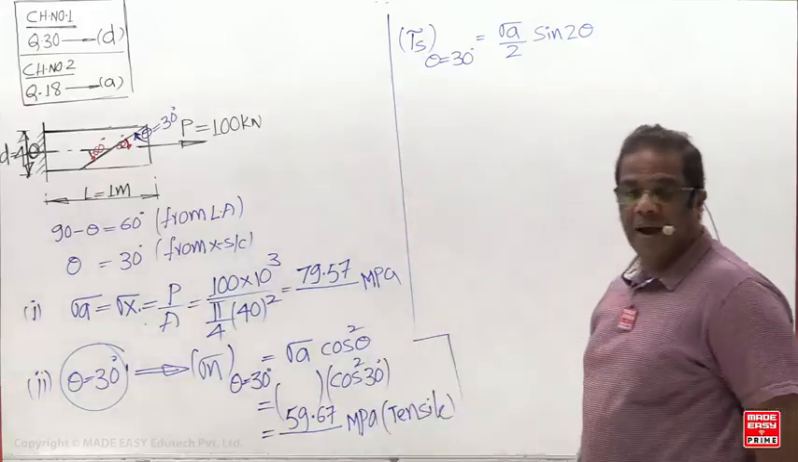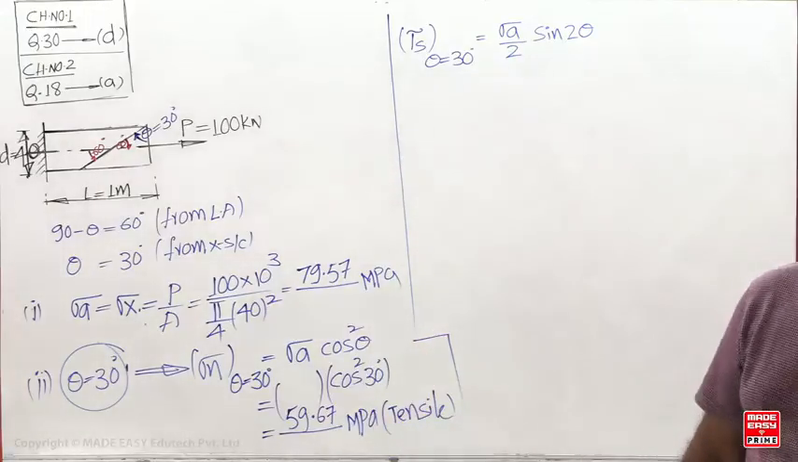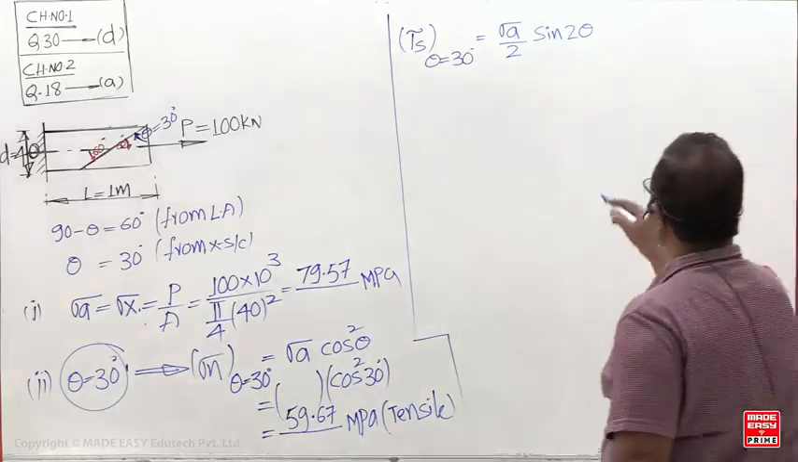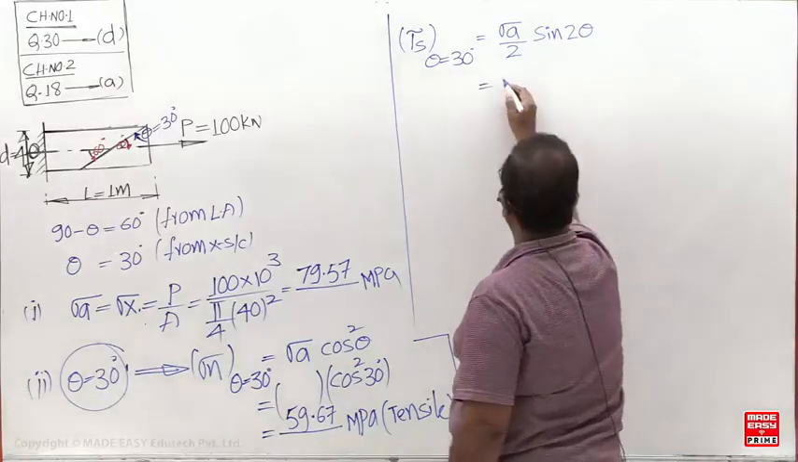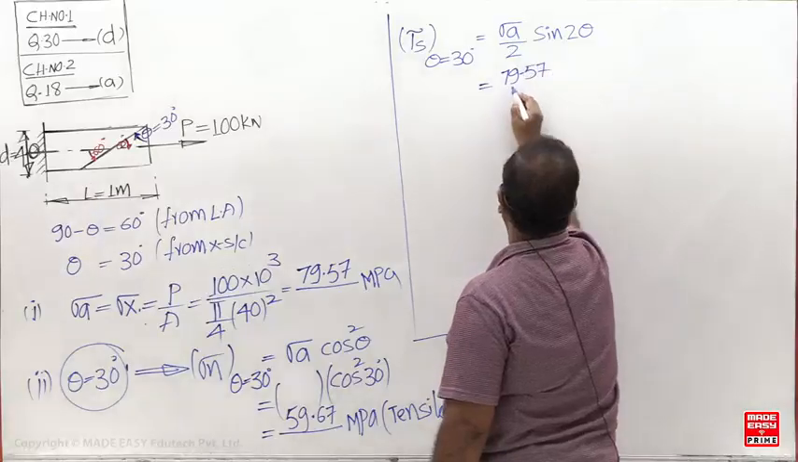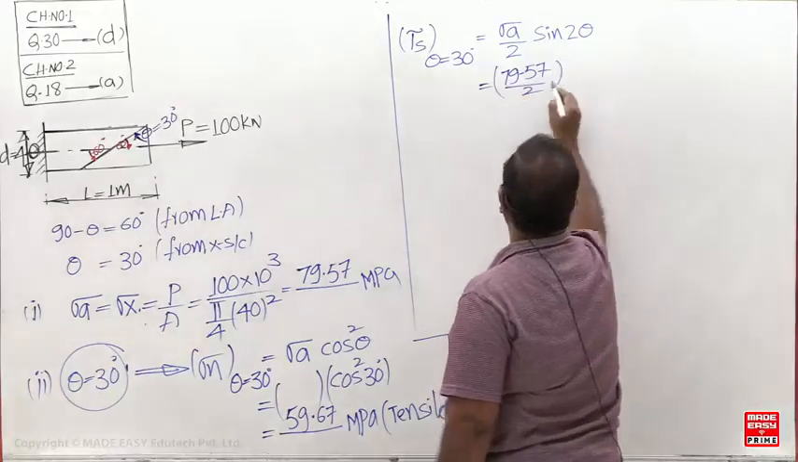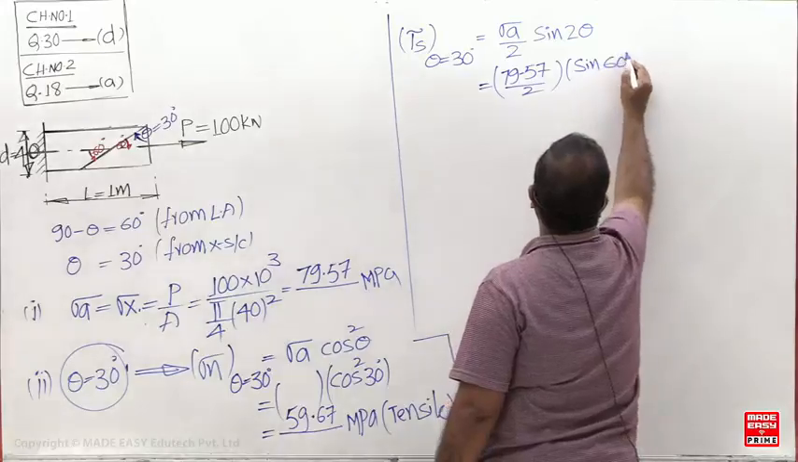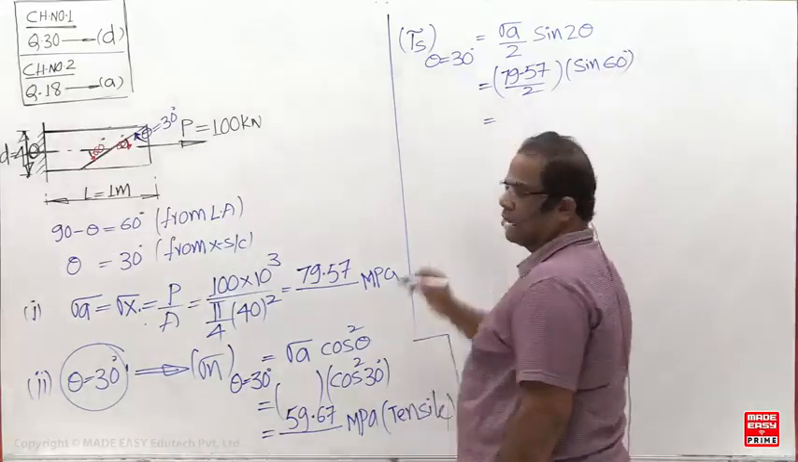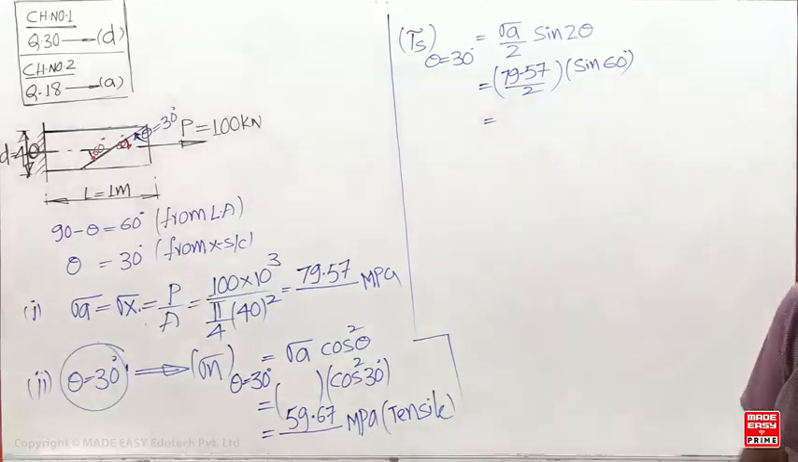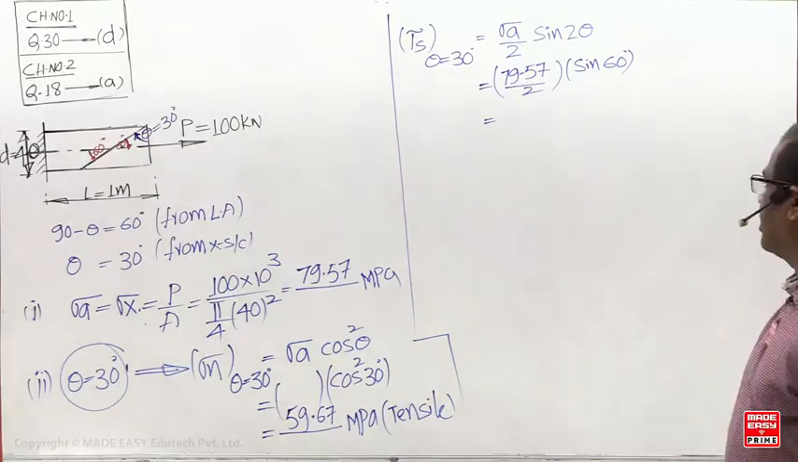I'm writing this, these are not my answers. Your friends have written and given these. I hope definitely they have done the calculations correctly. And for this, they got the value as 19.89.